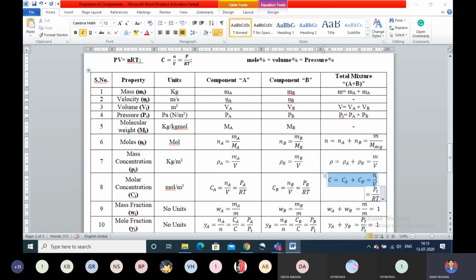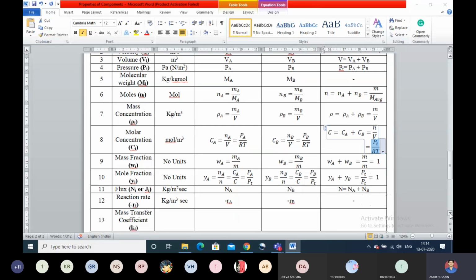Ca plus Cb is equal to N by V. Since N by V is our concentration definition, it is Pt by RT. Since this is the total concentration, we are defining Pt as the total pressure. We already defined Pt as the total pressure, which is the sum of the partial pressures of component A and component B. So total concentration is equal to Pt by RT. Similarly, the mass fraction is the same, since mass remains the same in gas and liquid states.